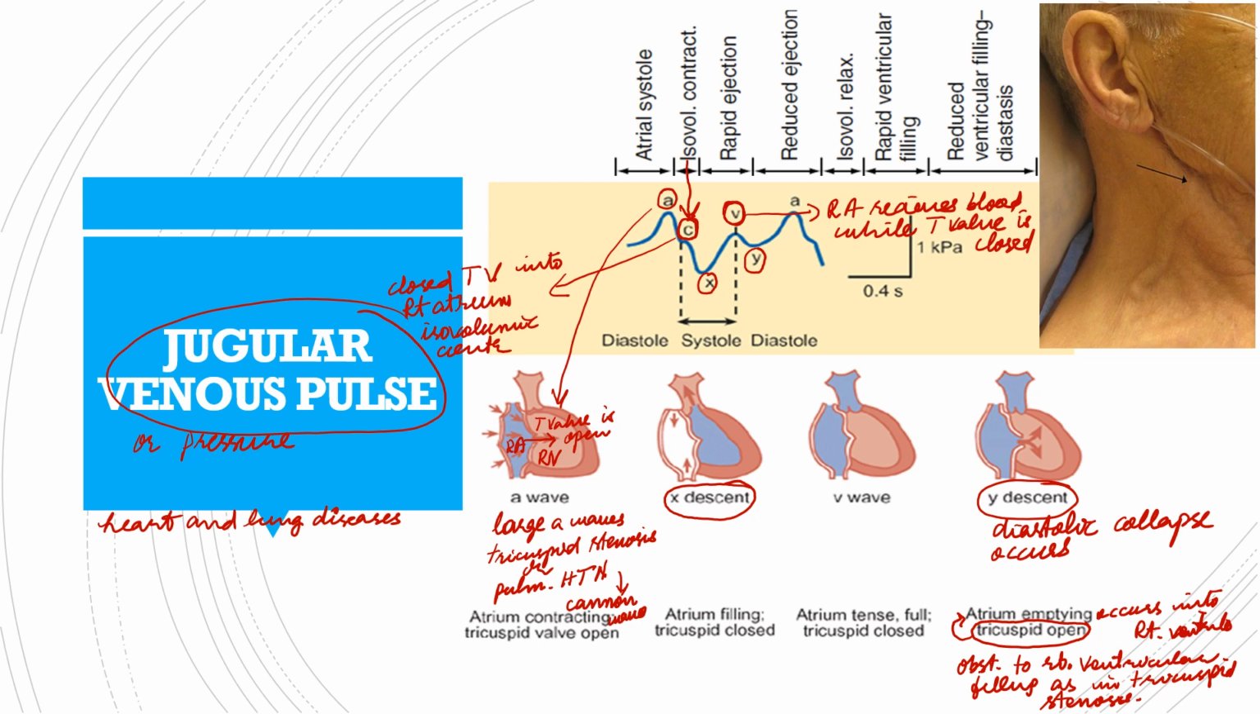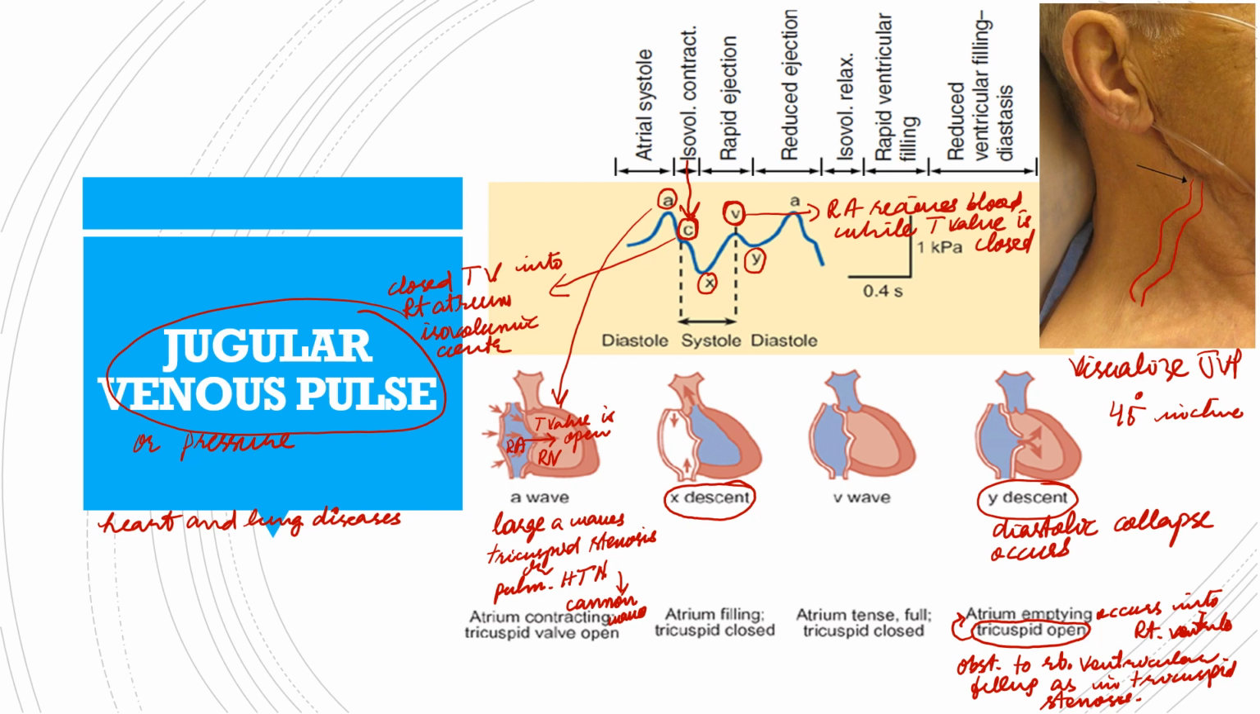Then is how we visualize JVP. The patient is positioned at a 45-degree incline or angle, and the filling level of the external jugular vein is determined. The internal jugular vein is visualized when looking for the pulsations in healthy people.